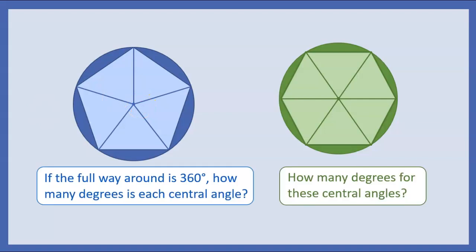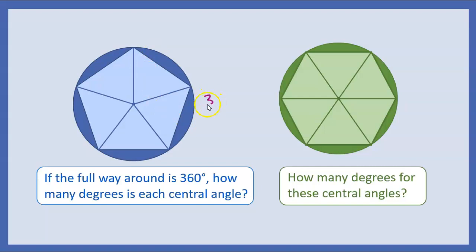So here's the question. If a full circle is 360 degrees, which we know it is, and we've divided this into perfectly equal pie slices, these ones are perfectly equal as well, how much would they measure? How many degrees would they be? How can you figure that out?